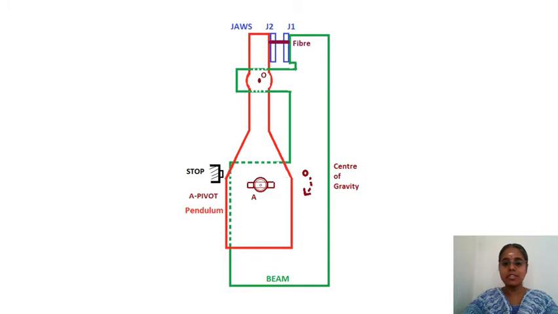This is the center of gravity of the beam, which is away. This arrow mark is given because it will move clockwise. Only there it is stable. There is a stop available to stop the movement of the beam at the end point.